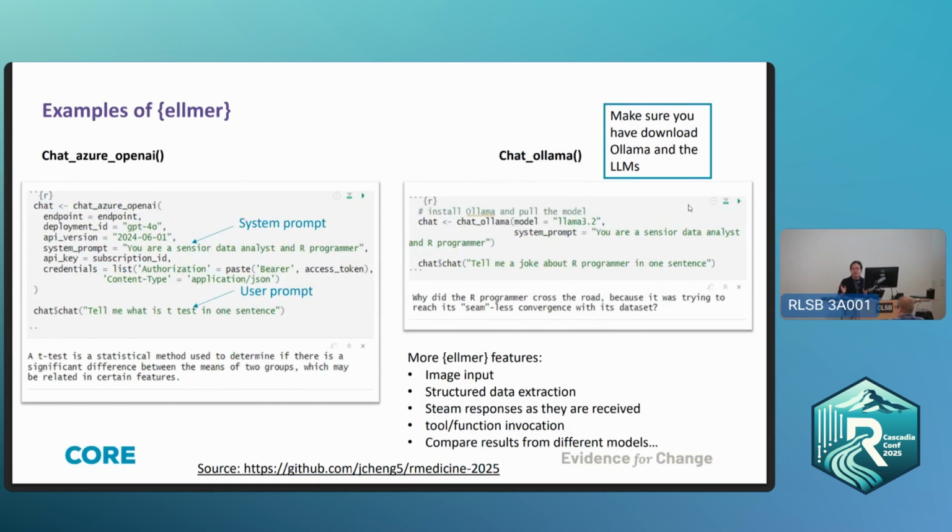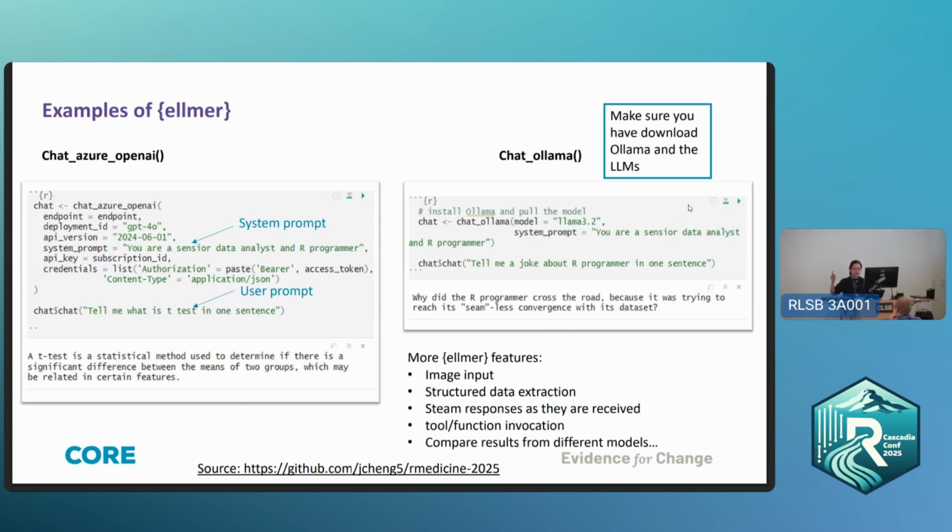That is like a background or guidelines of the model. And the second is a user prompt. This is like the statement of functions you want the models to respond to. For this example, like I said, the system prompt: you are a senior data analyst and R programmer, and ask the question, tell me what is a t-test, and then it will give you a definition of the t-test.